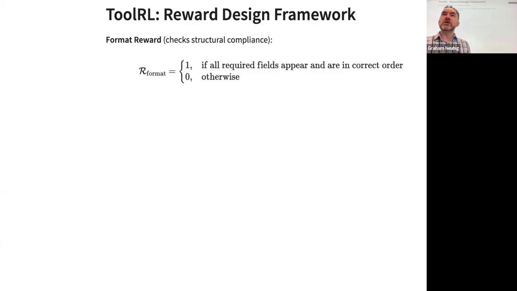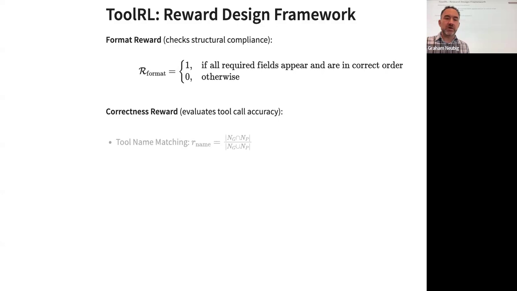So the format reward is like the tool call is in the correct format. Sure, that's easy to check, right? We just validate against the JSON schema and we're done. The correctness reward here is kind of interesting because it allows them to gradually push towards a completely correct tool call and give partial credit.